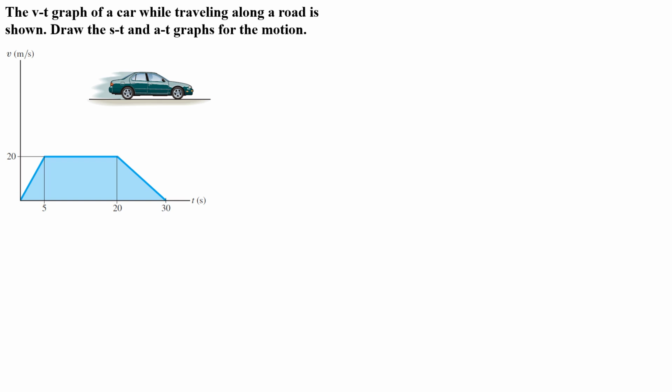We have a question on erratic motion. We have been given the VT graph of a car while traveling along a road, and we have been asked to find the ST graph, the position-time, and the AT graph for the motion. Here I'm going to divide my graph into segments, number 1, 2, and 3.